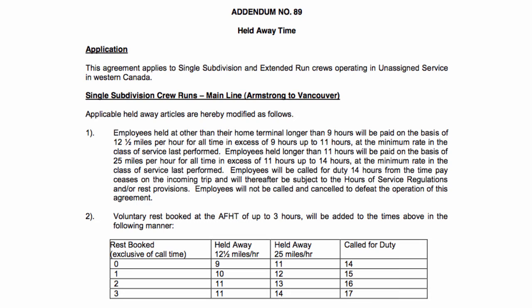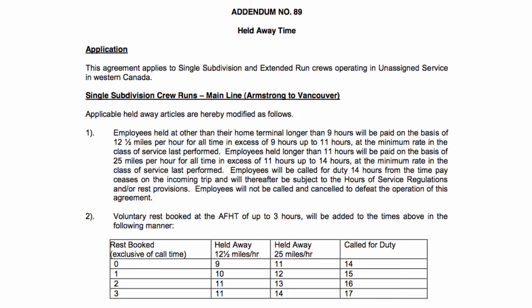Now we're going to take a look at Addendum 89. This covers your mainline pools as well as spare boards. Employees held at other than their home terminal longer than 9 hours will be paid on the basis of 12.5 miles per hour for all the time in excess of 9 hours up to 11 hours at the minimum rate in class service last performed.